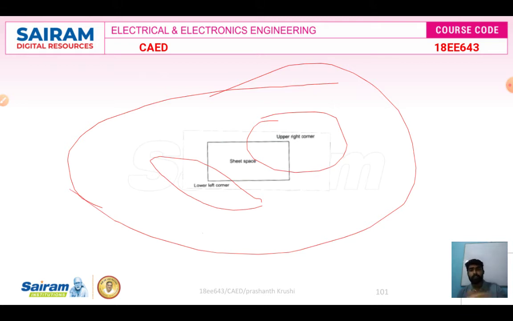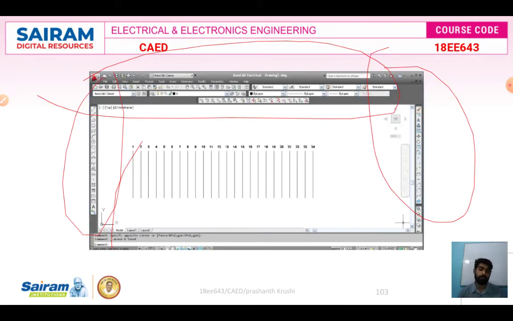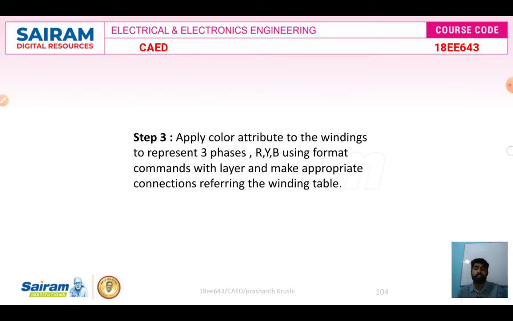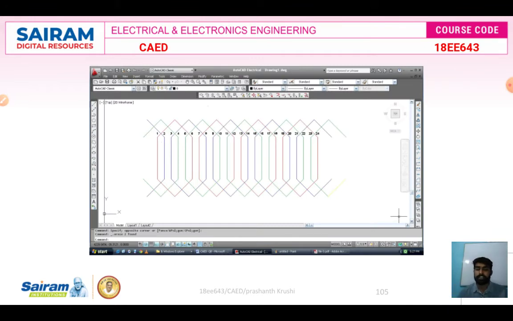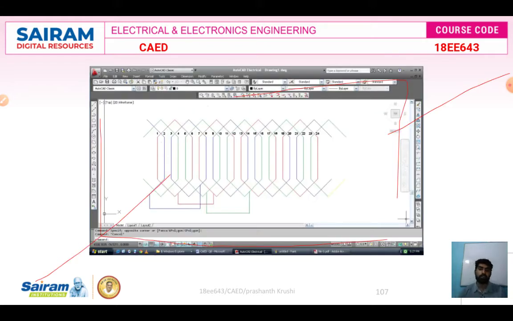This is the lower left corner and the upper right corner. This is the space for drawing the diagram. Then draw a line using a point. First you draw one line, after that use array, and then make the numbering of each conductor using text. After that, color the conductors, because in the AC winding you have to color based on the data given in the question.